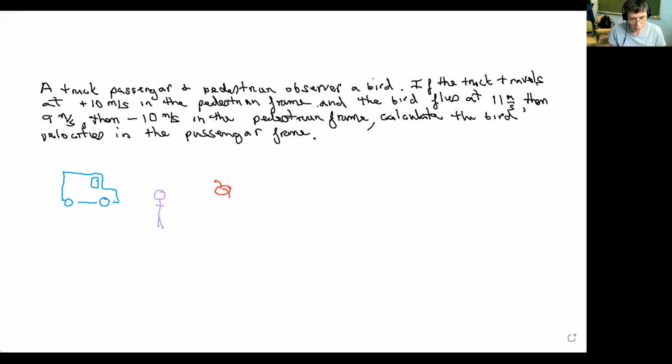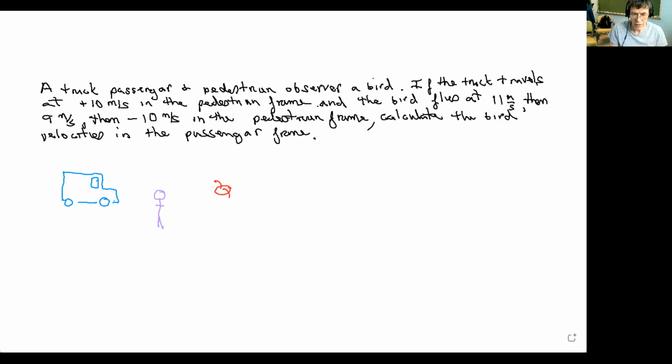So in this particular problem, we're asked to imagine a pedestrian reference frame and a truck reference frame. And the truck reference frame is moving with respect to the pedestrian reference frame. It's moving towards the right at 10 meters per second. Equivalently, the pedestrian reference frame is moving with respect to the truck reference frame. It's moving to the left at 10 meters per second.